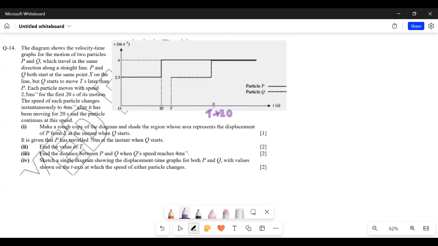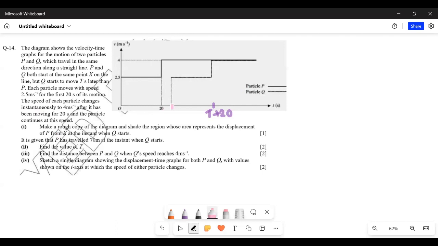The speed of each particle changes instantaneously to 4. So soon after the 20 seconds, the speed instantaneously jumps to 4 and it stays at this speed. Similarly, this one also jumps to the speed of 4 after 20 seconds and then stays at this speed. The speed of each particle changes instantaneously to 4 meters per second after it has been moving for 20 seconds, and the particle continues at this speed. Make a rough copy of the diagram and shade the region whose area represents the displacement of P from X at the instant when Q starts.